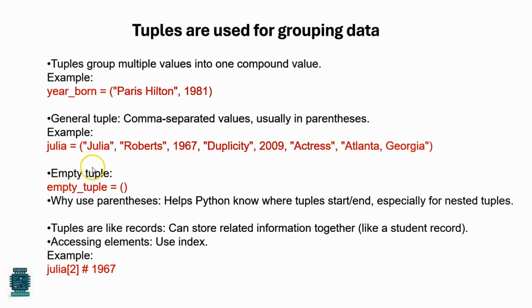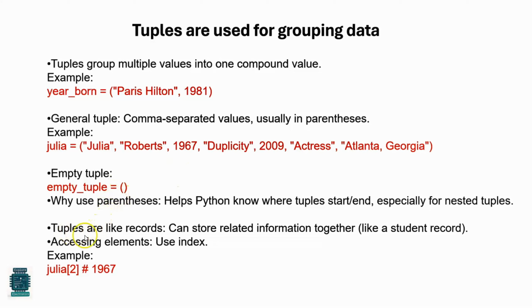Empty tuple. What is meant by empty tuple? Empty tuple means I have taken only the parentheses, with no value inside the parentheses, which is called an empty tuple. Why do we use parentheses? They help Python know where the tuple starts and ends. We use parentheses especially for nested tuples. Nested tuple means a tuple inside a tuple. To identify the nested tuple, we use parentheses.